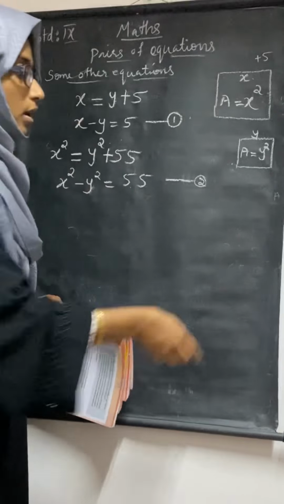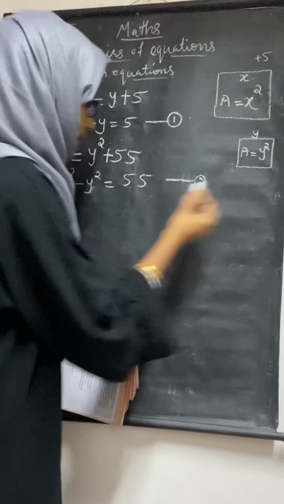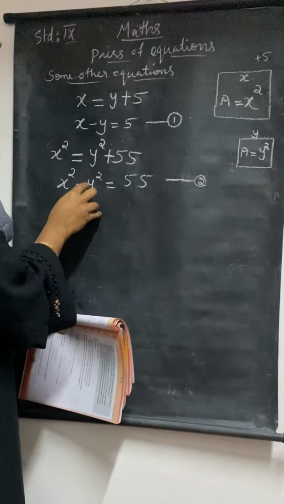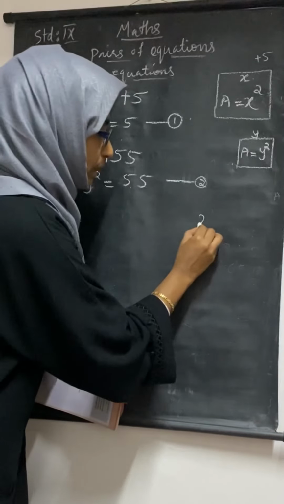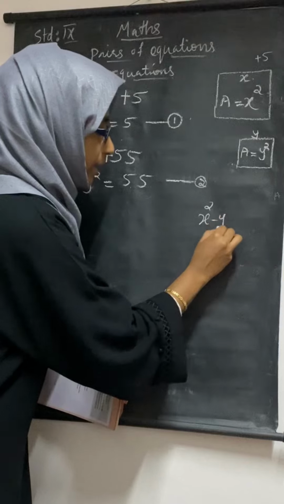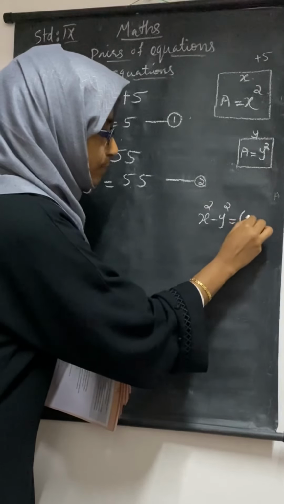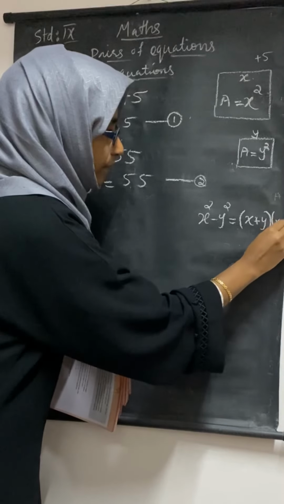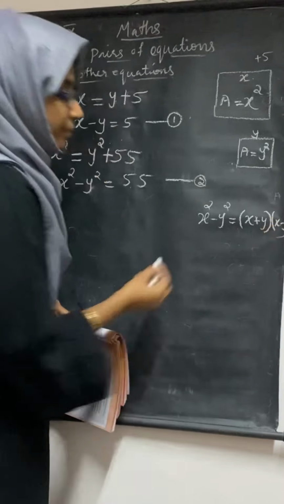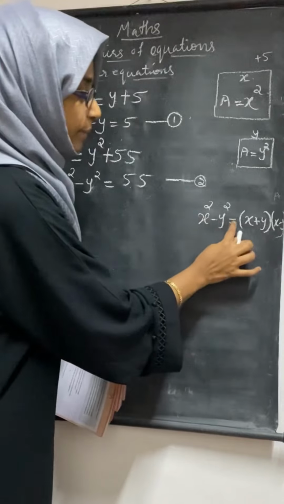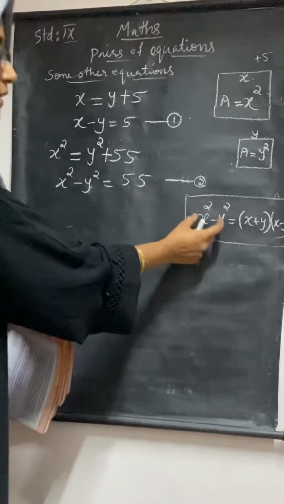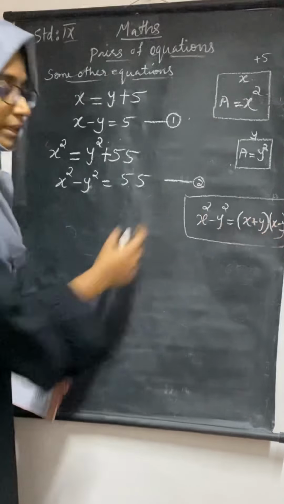Just recall, in your 8th standard you have studied many formulas. You might be knowing one formula you studied: x square minus y square can be written as x plus y into x minus y. So instead of x square minus y square, I am going to write this.